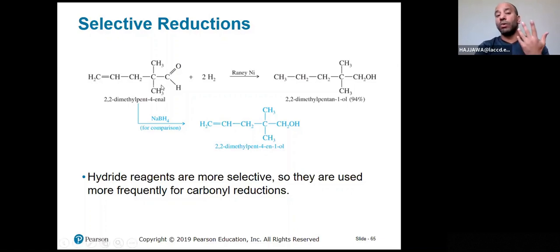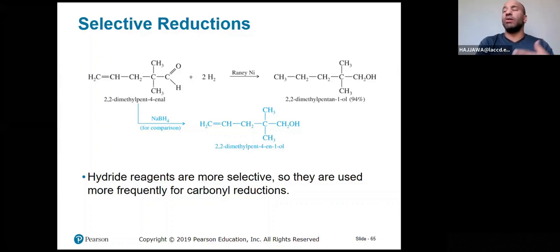Lithium aluminum hydride can also do the same job, but since sodium borohydride can do the job, why would you want to use a much more powerful reagent, where we may actually have difficulty running the reaction due to the explosivity of the reagent itself, the lithium aluminum hydride? It's much easier to deal with sodium borohydride than lithium aluminum hydride.